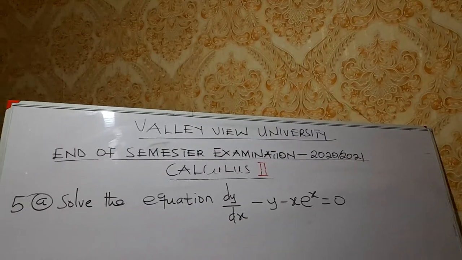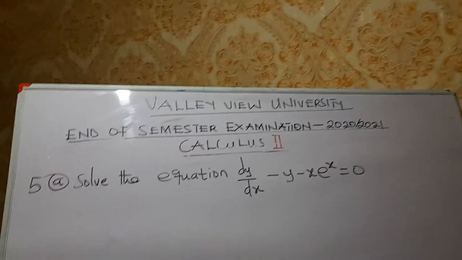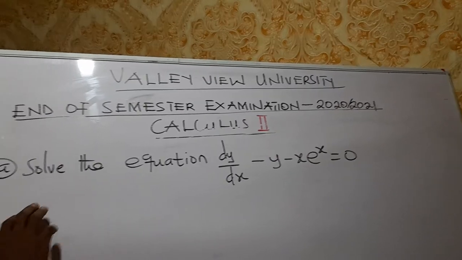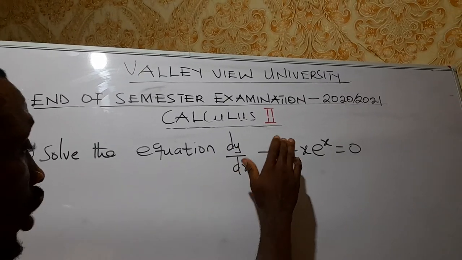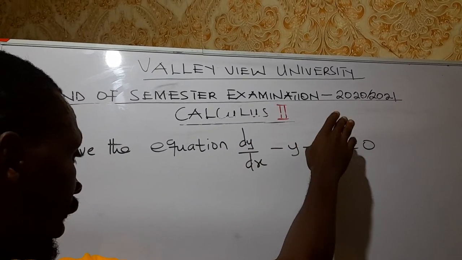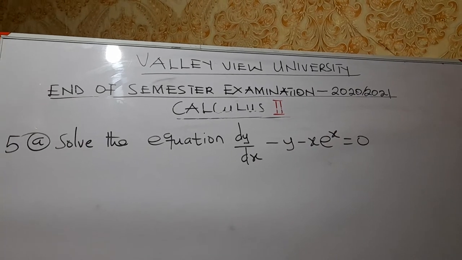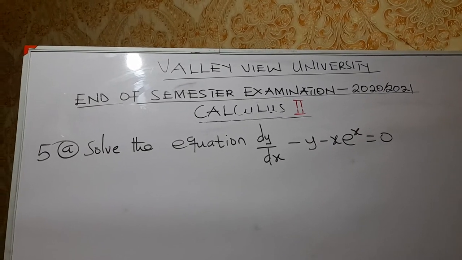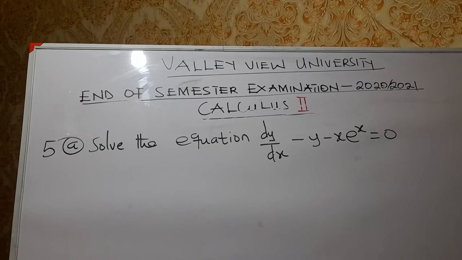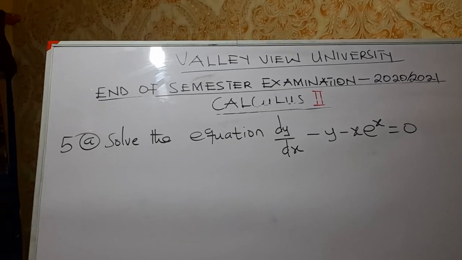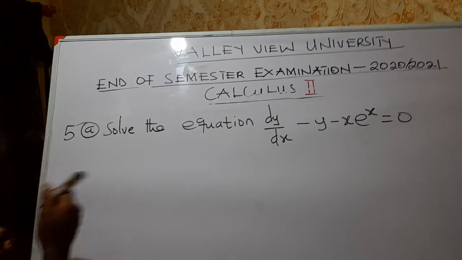So then number 5 is also on linear first order ordinary differential equation. It says solve the equation dy over dx minus y minus x e exponent x equal to 0. So this is on linear first order ordinary differential equation and it is worth 8 marks. So how do we solve that?